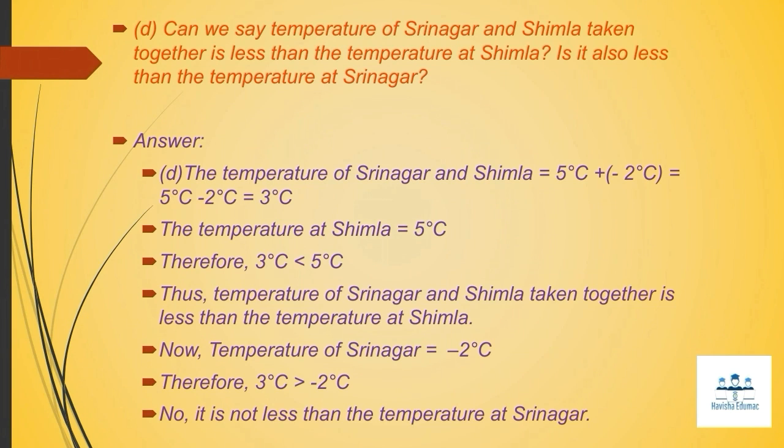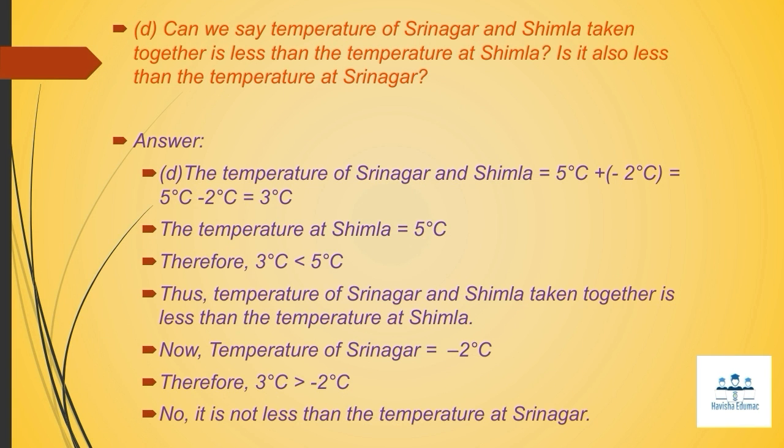Can we say the temperature of Srinagar and Shimla taken together is less than the temperature at Shimla? Is it also less than the temperature at Srinagar? The temperature of Srinagar and Shimla taken together is 3 degrees Celsius. The temperature at Shimla is 5 degrees Celsius. Therefore, 3 degrees Celsius is less than 5 degrees Celsius. Thus, the temperature of Srinagar and Shimla taken together is less than the temperature at Shimla.